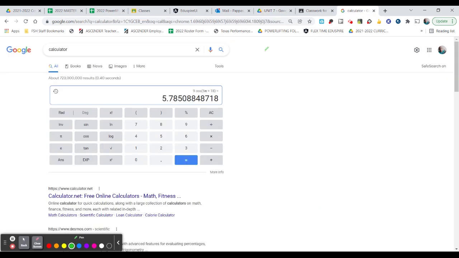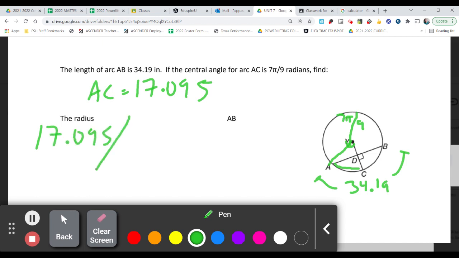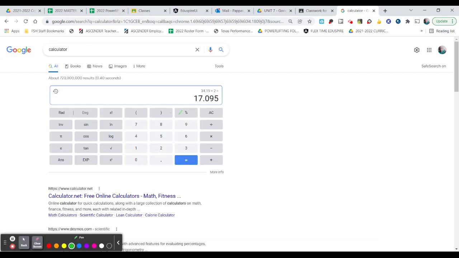So what I think the easiest thing to do is we'll divide the 34.19 by 2. So 34.19 divided by 2, we get 17.095. So arc AC is 17.095. And the central angle that goes with it is 7 pi over 9. So again, we'll do what we did earlier to find the radius. We'll do arc length, which is 17.095, and we'll divide it by, parentheses, 7 pi over 9.